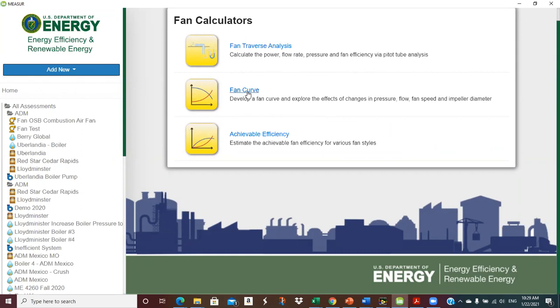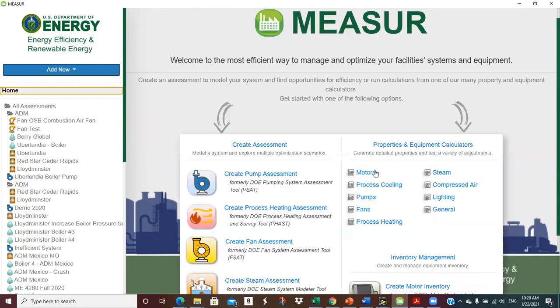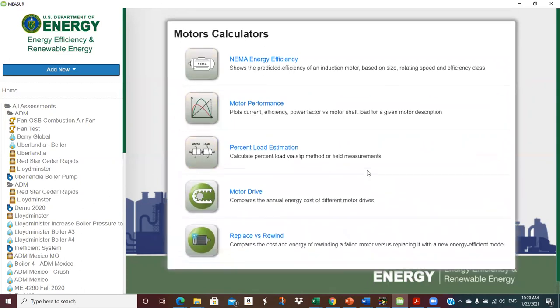for you. You can calculate a fan curve if you have measured operating points, or you can calculate the achievable efficiency based on different types of fans. So that's what they have in there under fans. And they've got lots of stuff on motors. And like I said, we don't have time to go through all of this. Motor drive, if you want to check VFDs, or different belt options, you have some energy savings projections possible here. Replace versus rewind, efficiency, all kinds of stuff.